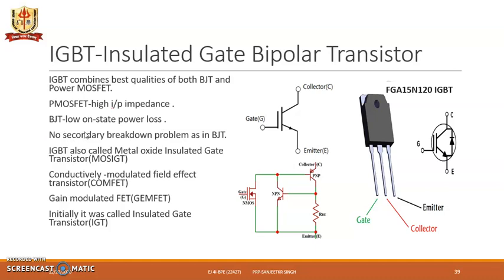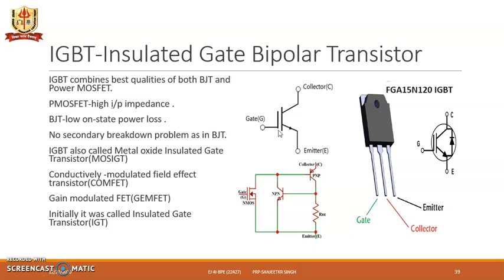Moreover, it is voltage controlled like the power MOSFET, and there is no secondary breakdown problem as in the BJT. The IGBT is also called by other names like MOSIGT, that is metal oxide insulated gate transistor, or conductively modulated field effect transistor, COMFET, or gain modulated FET, GEMFET. Initially it was called the insulated gate transistor, IGT.